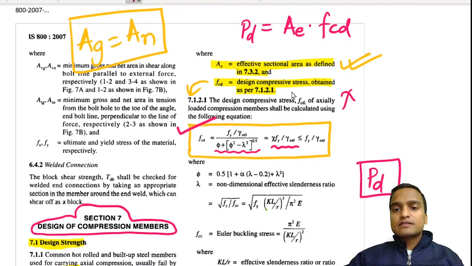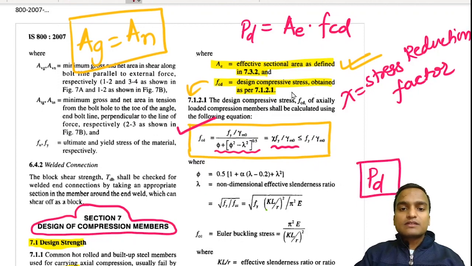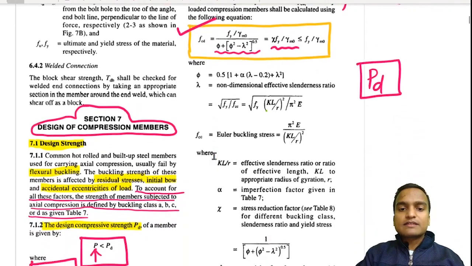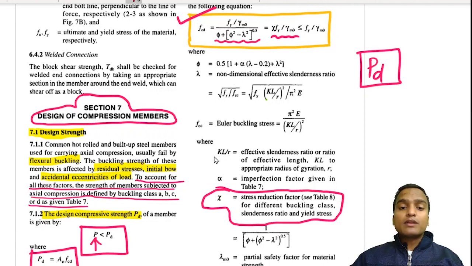Here x is said to be the stress reduction factor, and this can be written as 1 by phi plus root under phi square minus lambda square. You can see this value of x is the stress reduction factor for different buckling classes, slenderness ratio and yield stress, okay, and it is equal to 1 upon phi plus root under phi square minus lambda square.